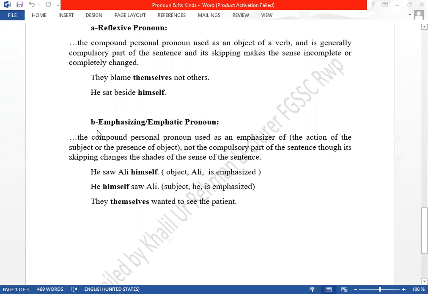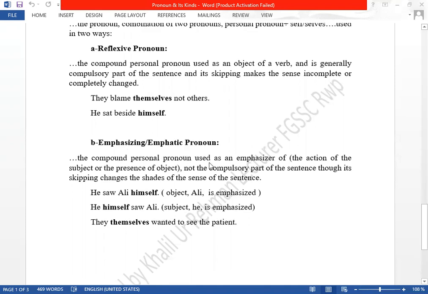When we come towards emphasizing, as the word itself shows, to emphasize means to put emphasis, to strike the presence of something, some noun. So emphasizing pronouns are used as emphasizers. When a compound personal pronoun is used to emphasize or stress the presence of some object or subject, it can refer to both subject and object. So they are called emphasizing.